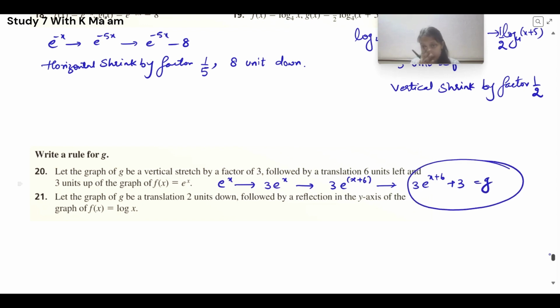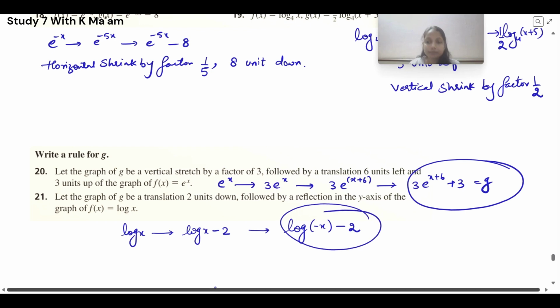Okay. We can try the next one. g is a translation 2 units down followed by the reflection in the y-axis of this function. So 2 units down means this changed to minus 2. Log of x minus 2. Then reflection in the y-axis. That means x changed to negative x. This is the g function. Okay?